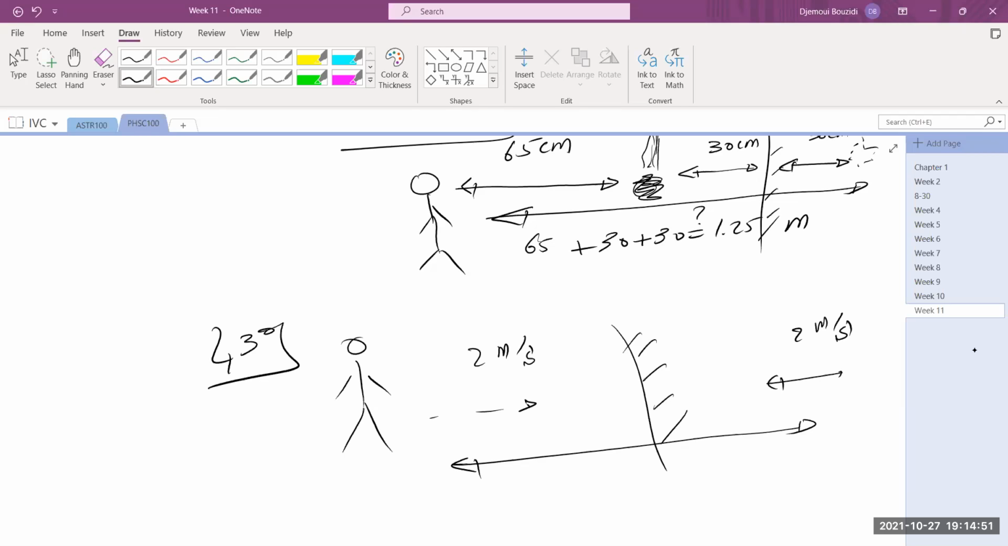Same thing in here. So it's going to be the relative velocity from your vantage point. This one would be.